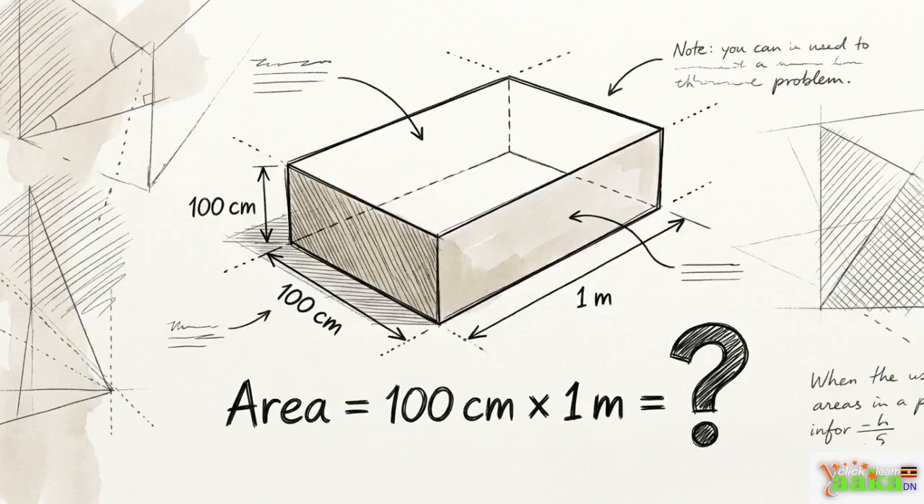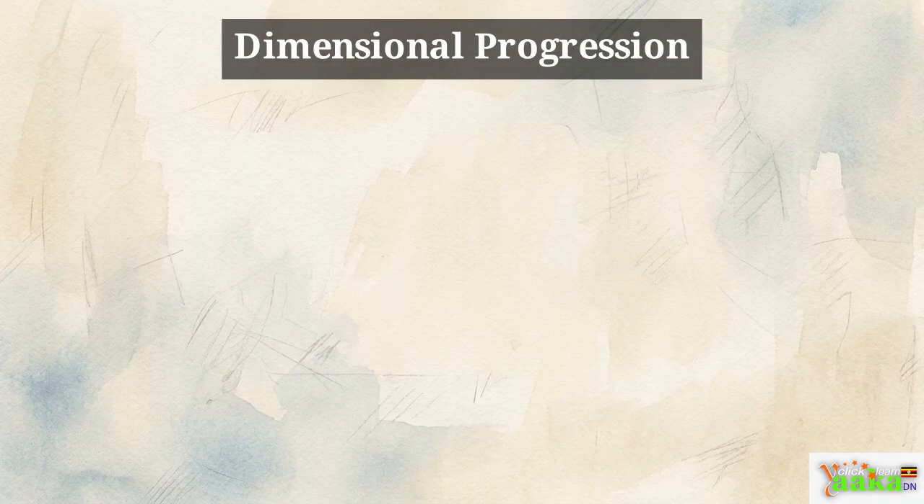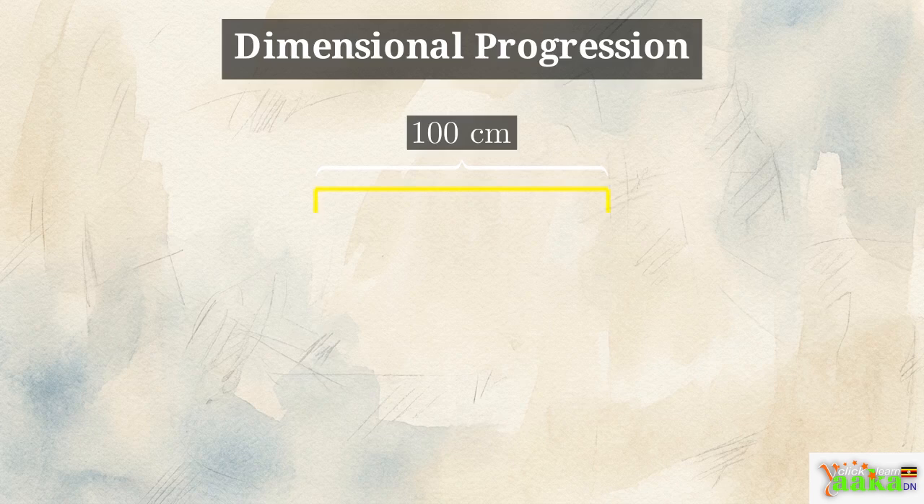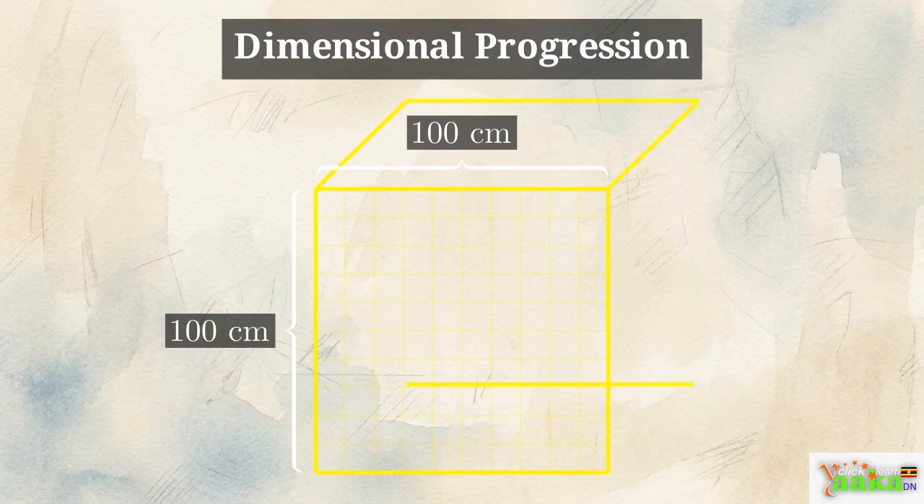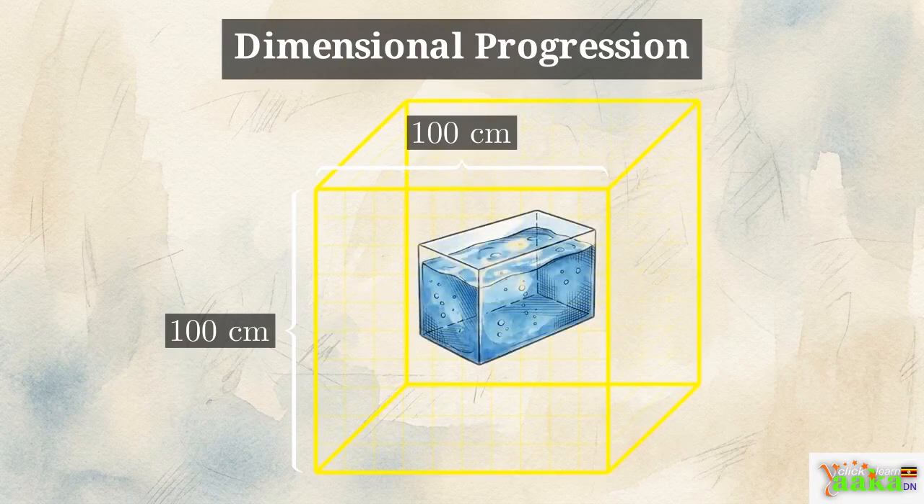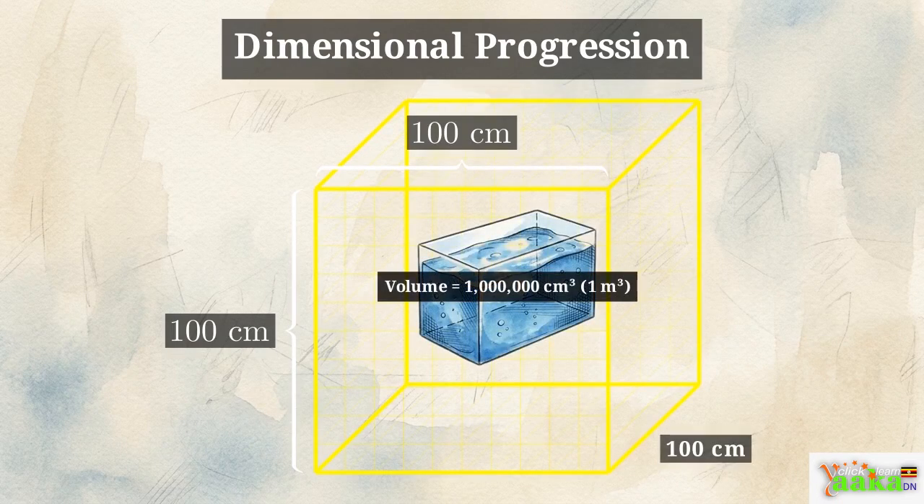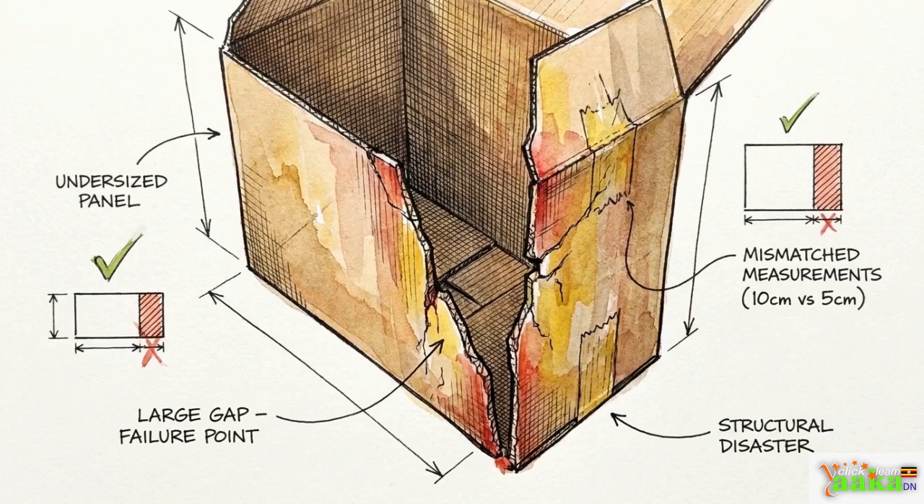You cannot calculate area accurately if some measurements are in centimeters and others are in meters. Watch the scale change as we move through dimensions. A line of 100 centimeters is simple, but a square that is 100 centimeters wide and 100 centimeters long contains 10,000 square centimeters. Pop that square into a cube, and you suddenly have 1 million cubic centimeters of volume. Without unifying these units first, your two-dimensional calculations will fail to produce an accurate three-dimensional result.